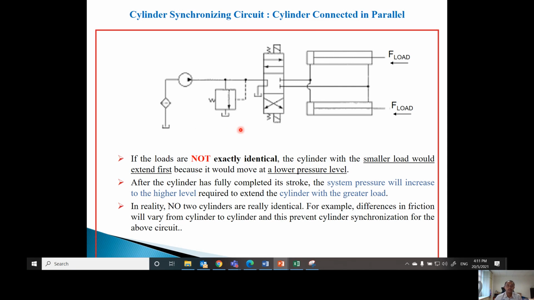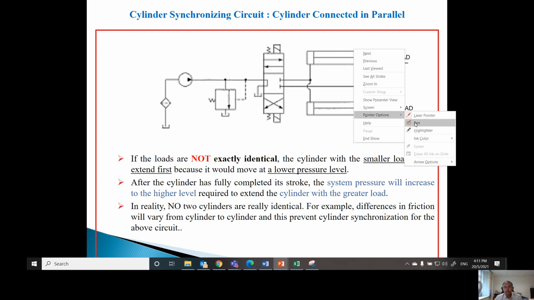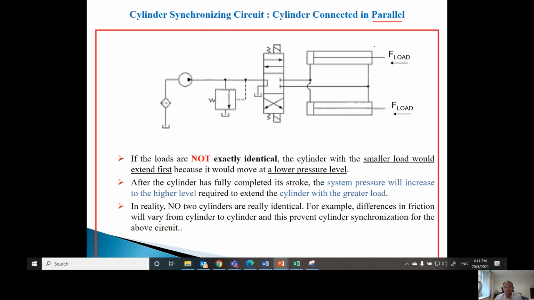Okay, and then we want to look at how we can synchronize a circuit when we have more than one cylinder. In this case, we have two cylinders connected in parallel. So you can see this is how it is connected in parallel.